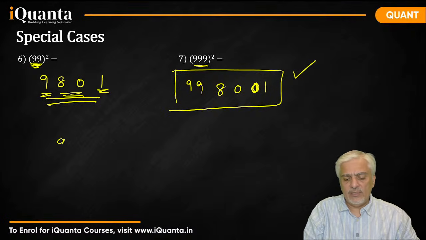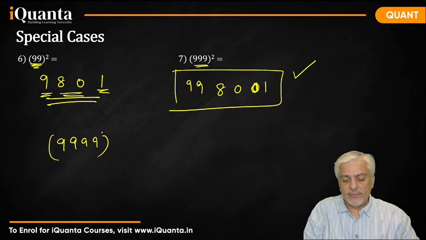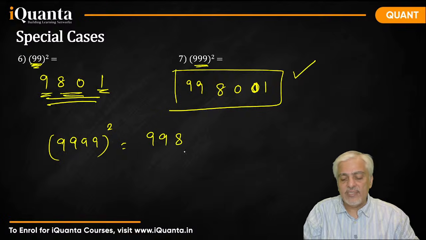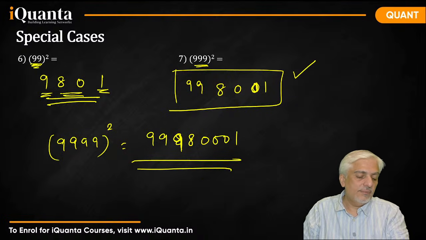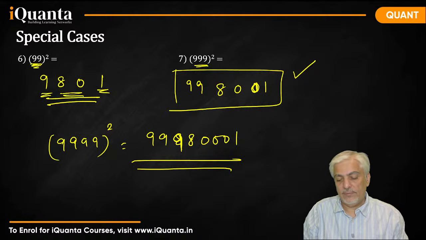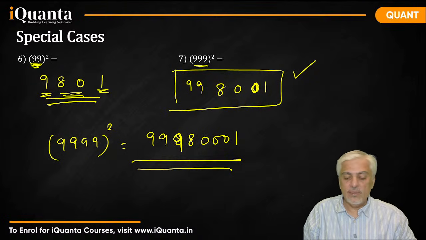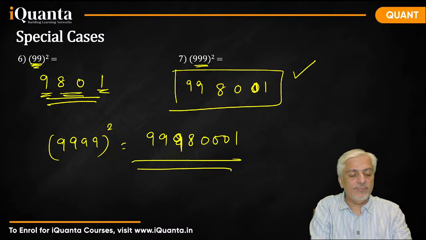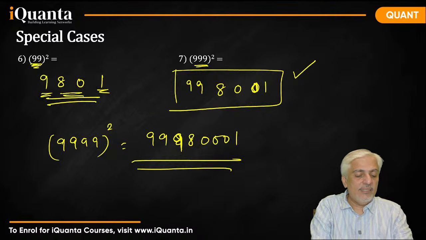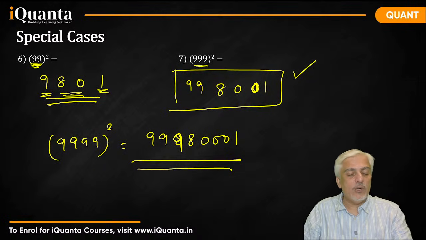Let's do one more, the square of 9999. 999 8 000 1. Triple 8, 000 1. Again, I am checking. 9999 into 9999. 9998 0001.